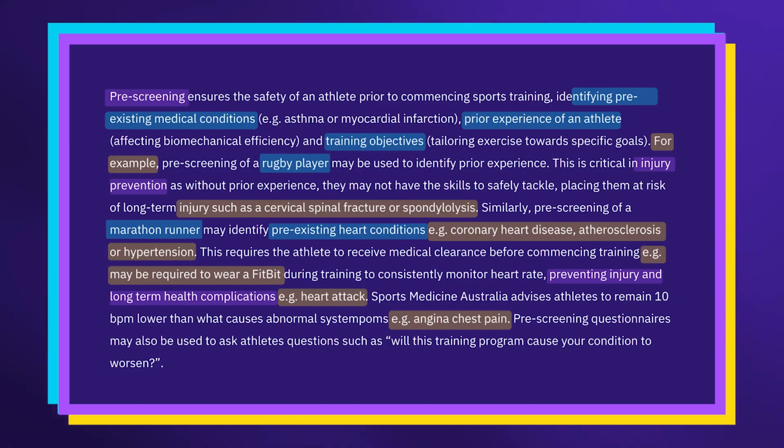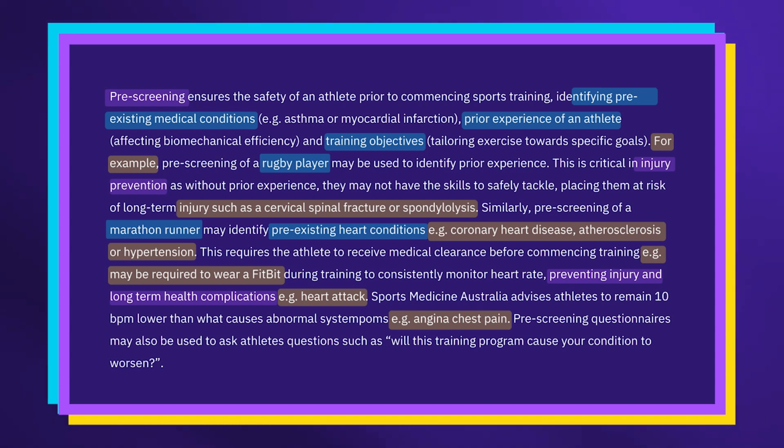Okay, there's a lot of content in this paragraph, but let's break it down. The first thing you should note is the things highlighted in blue indicate my analysis of the question. For example, I've included how pre-screening can identify pre-existing medical conditions, training objectives, and prior experience. Now, these are all elements critical for injury prevention, which is what I'm focusing on in this paragraph.